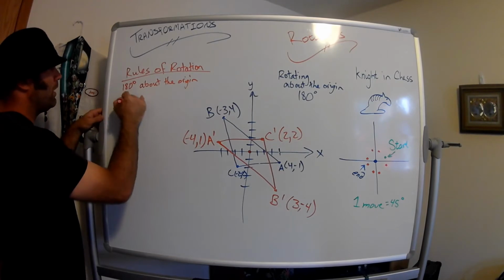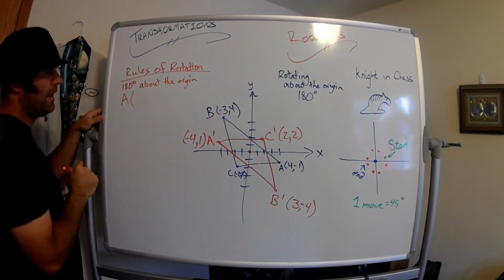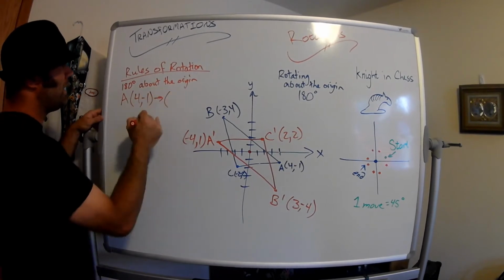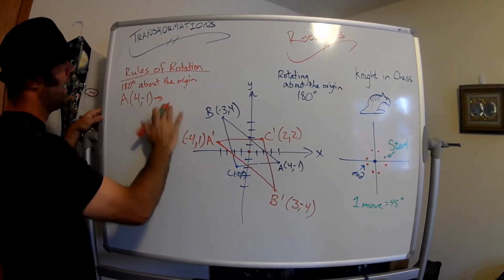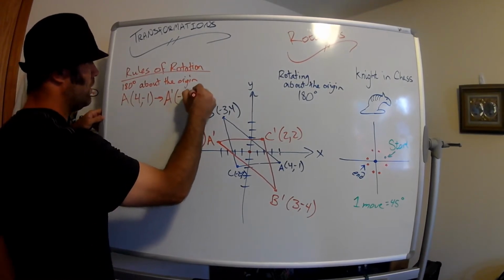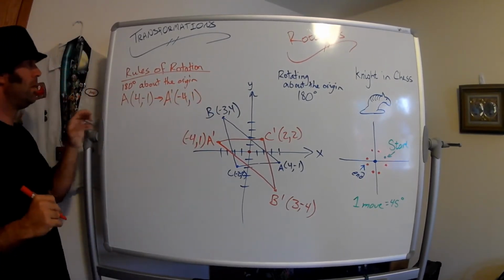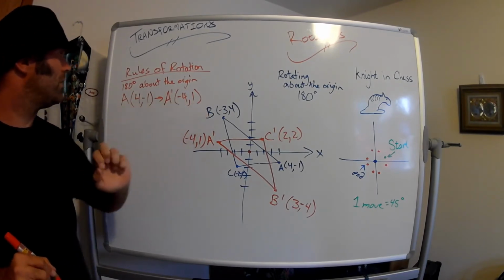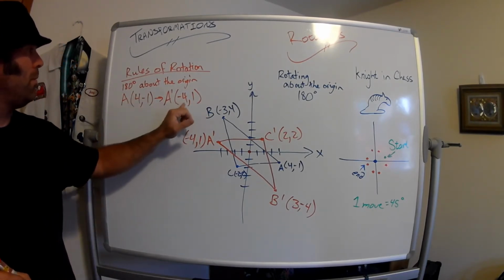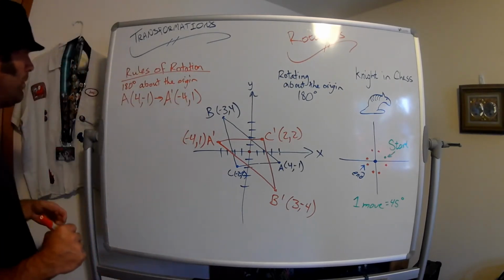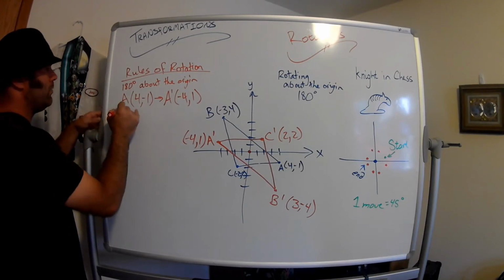So if we want to, we can first look at point A, which is (4, -1), and it became A prime, which is (-4, 1). Notice the numbers stayed the same, but the 4 became negative and the -1 became a positive 1. So that's interesting. Let's see if that continues on.